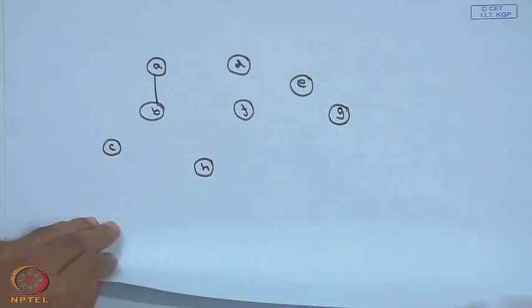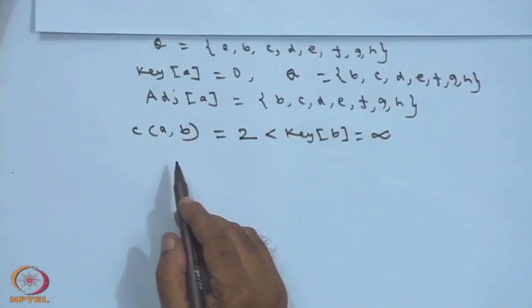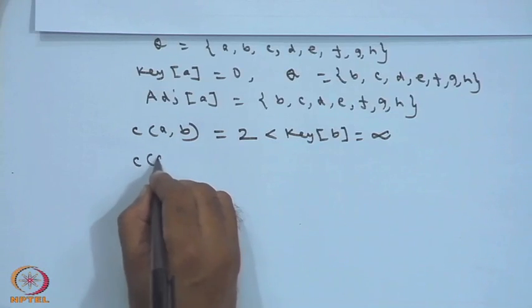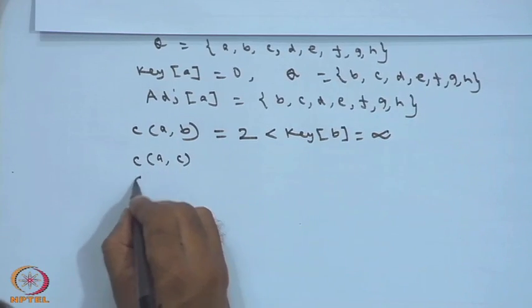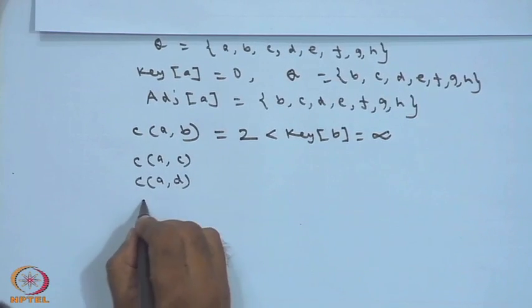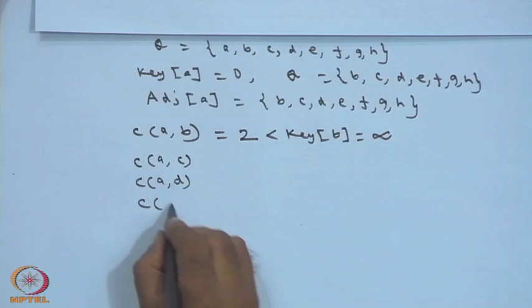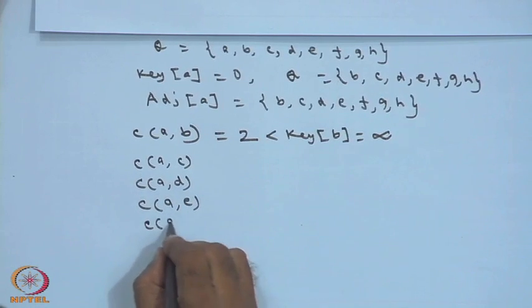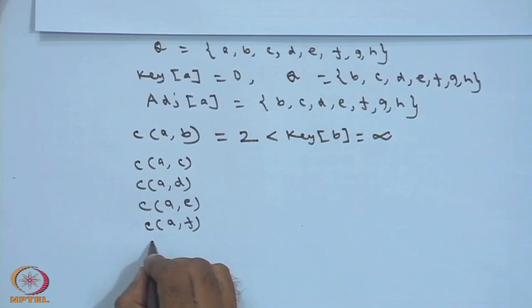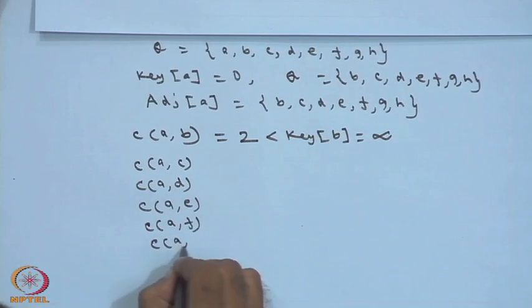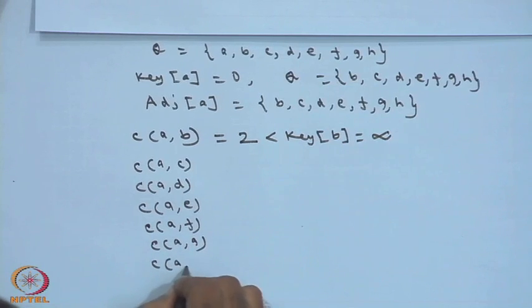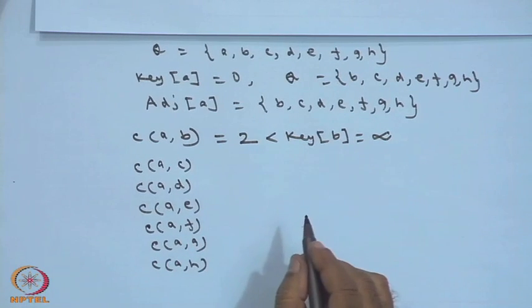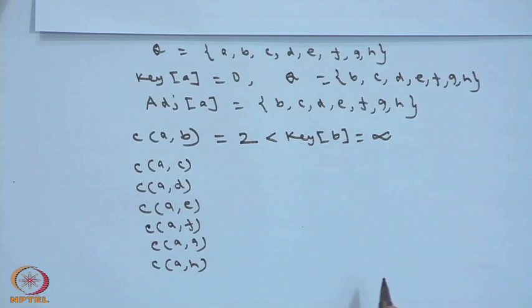Now, I have to calculate after this the cost of AC, cost of AD, cost of AE, and then cost of AF, cost of AG and cost of AH. All this I have to calculate, just like we have calculated from the given matrix.